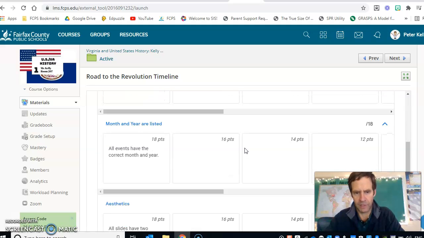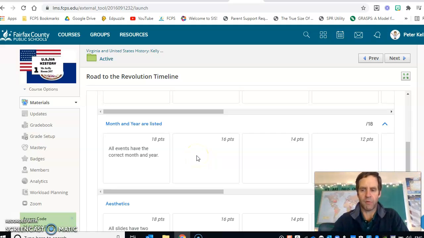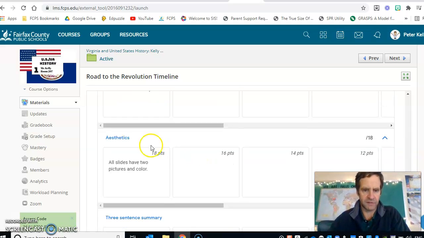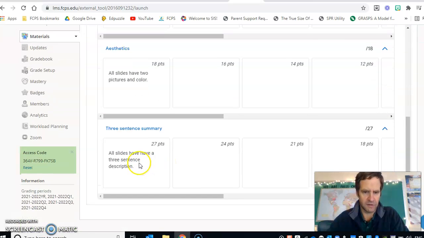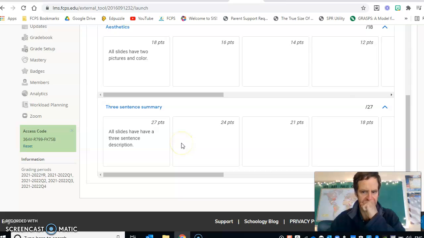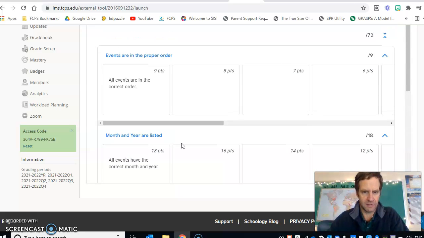Alright, so the way the rubric is filled out, I tell you what I'm expecting to get full credit, and then the rest of it I just didn't fill out because I'm hoping you realize that if you get all the events with the correct month and year, you're going to get full credit. If you miss one, you might get 16 out of 18 points. If you're missing 2 or 3, and so on and so on, you'll miss out on that many points. So hopefully that makes sense. Aesthetics, 3-sentence summary. So I tried to keep it brief and give you only the necessary information.